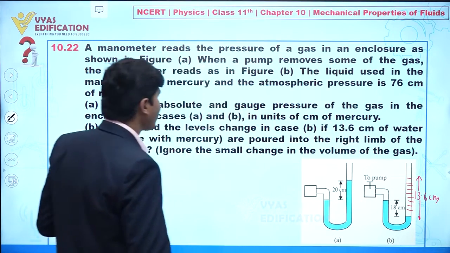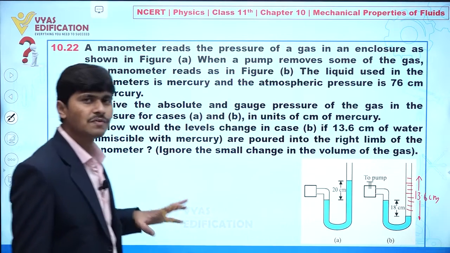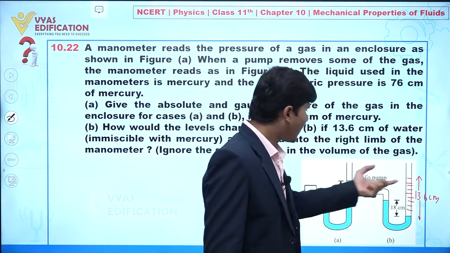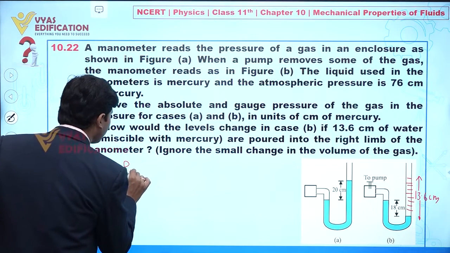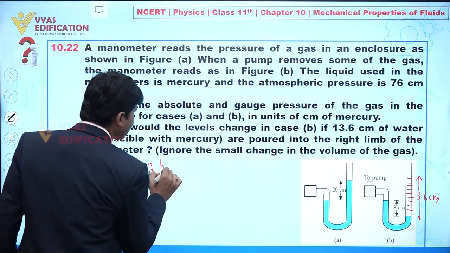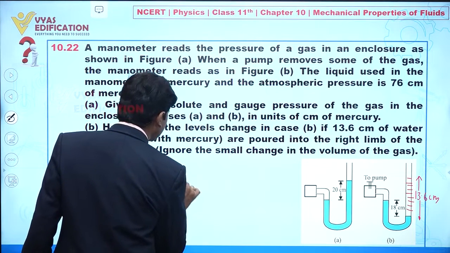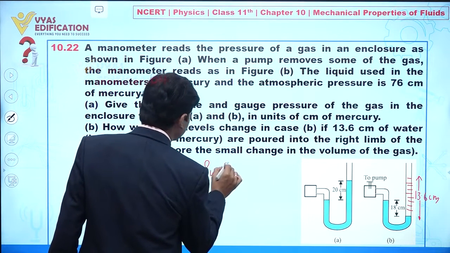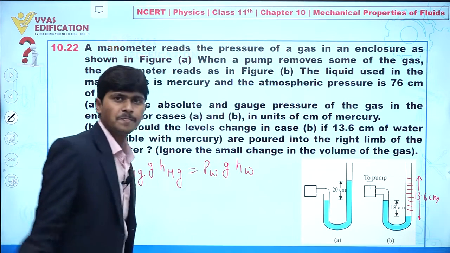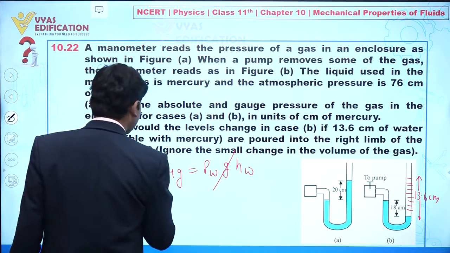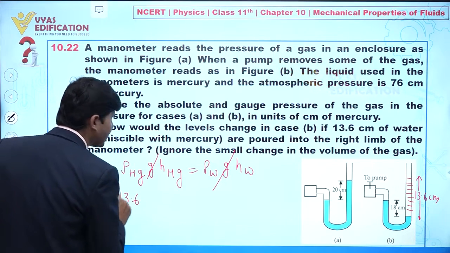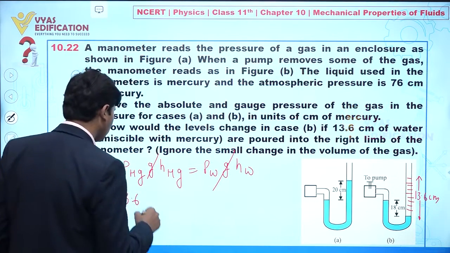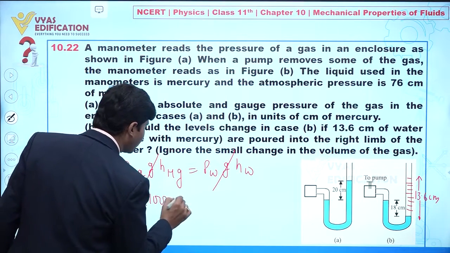Clear? So now we can say, first of all, we have to convert the height of water column into mercury column. It means I can write like this: rho mercury G, and H mercury. This is given by rho water G, and this is H water. Clear? So we can say G and G, this one is cancelled out. Clear? So density of water I am writing in terms of specific gravity, or you can also write like this, it is 1000. Clear?